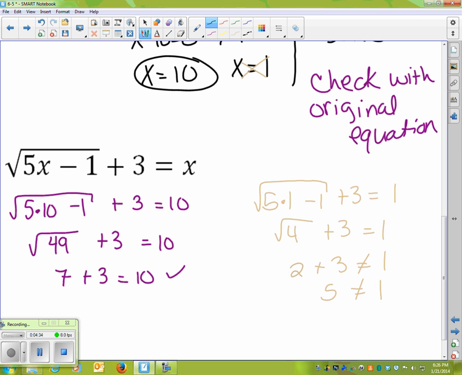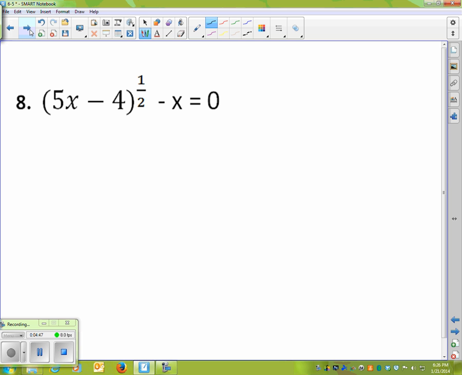On these problems, we need to check for extraneous solutions. Sometimes both answers will work out, sometimes only one answer will work out. All right, let's get number 8 started.